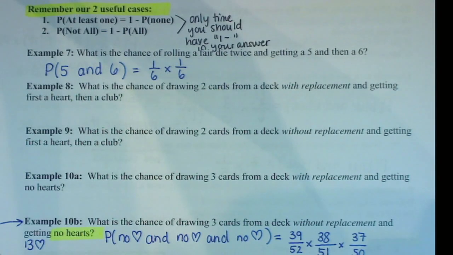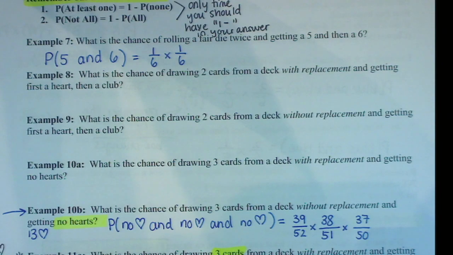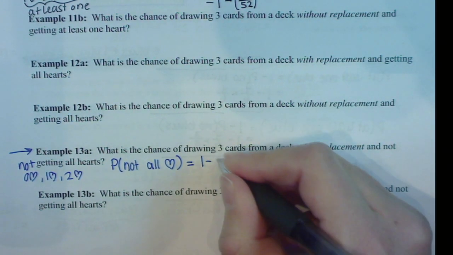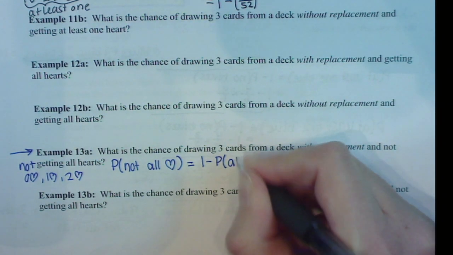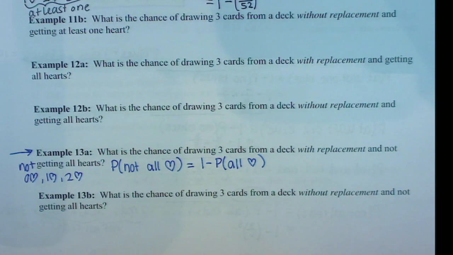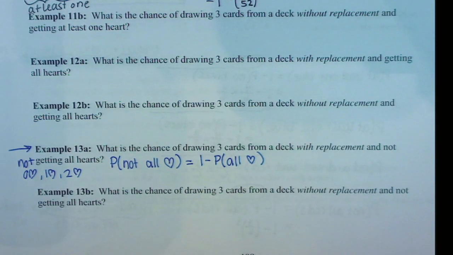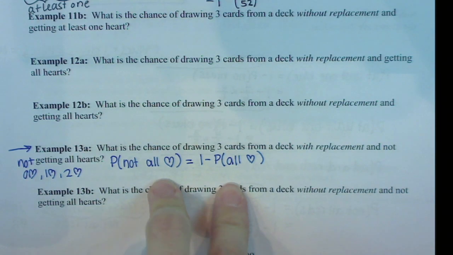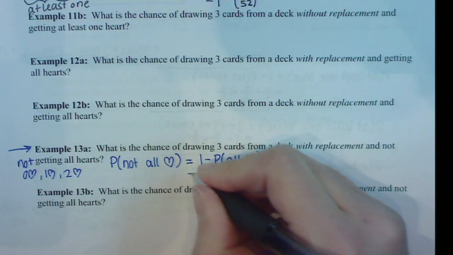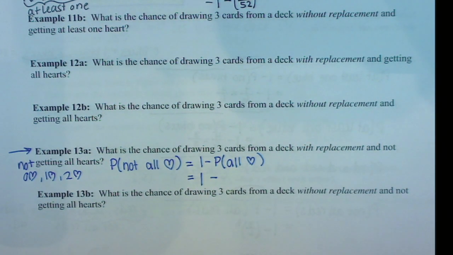So my rule up at the top says the probability of not getting all of something is just 1 minus the probability of getting all of it. So I'm going to write down the probability of not getting all hearts is just 1 minus the probability of getting all hearts. And these 2 things are exactly equal, so let's not focus on the complicated one. All hearts, we can think about that pretty easily, right? We said there were 13 hearts in the deck.